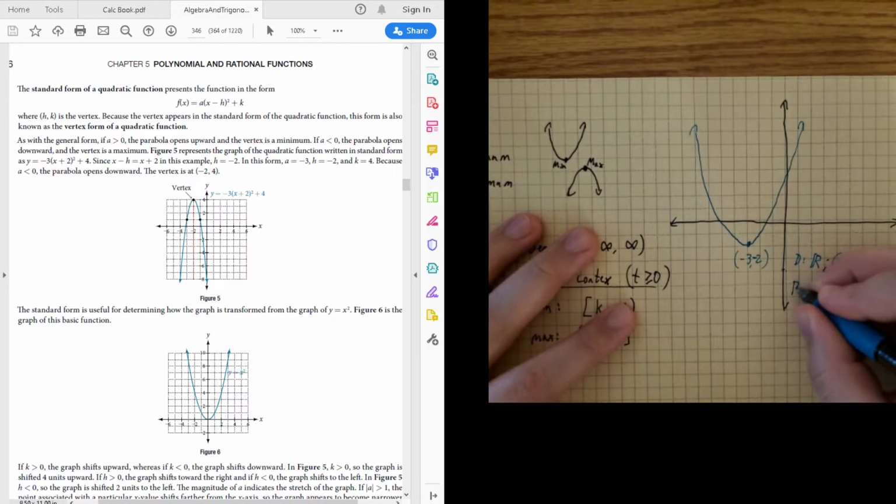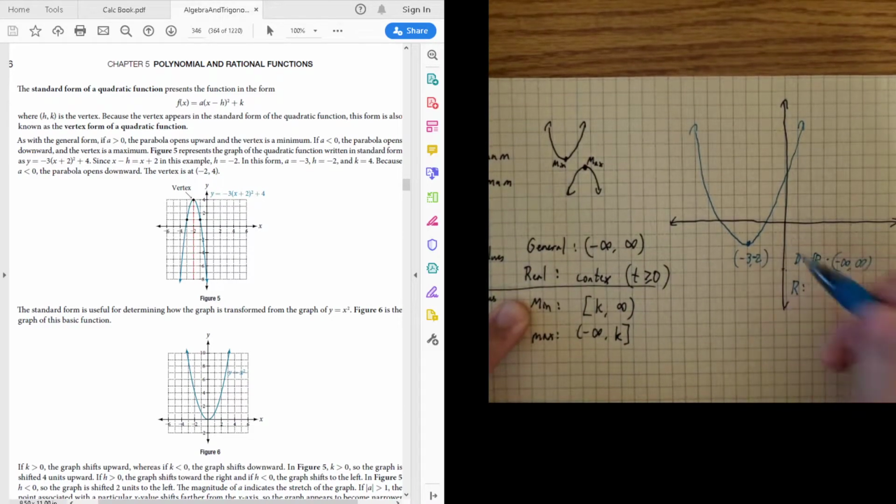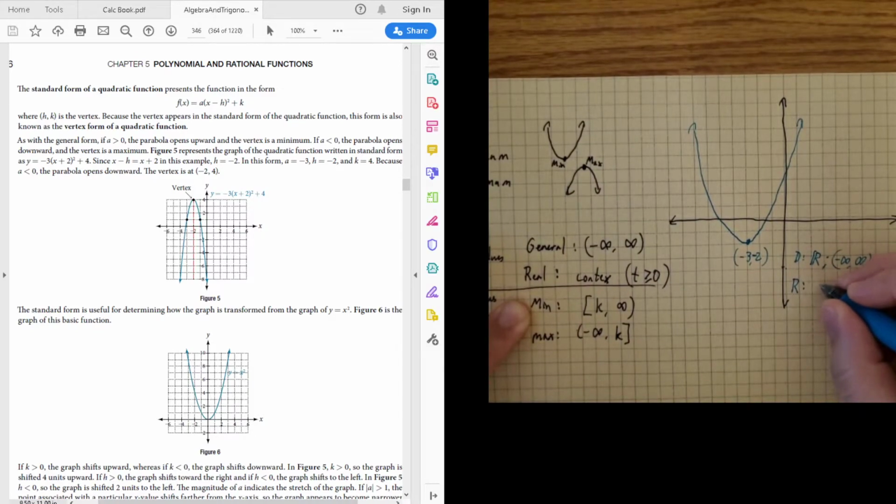So if we ask about the range, notice that it has a minimum. Because it has a minimum, the answer is from the k value, which is -2, to positive infinity.